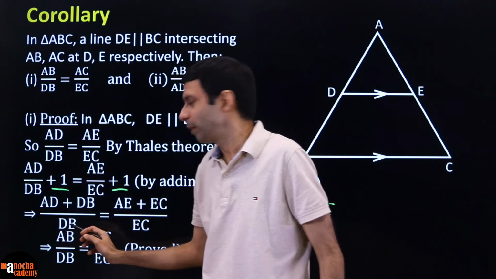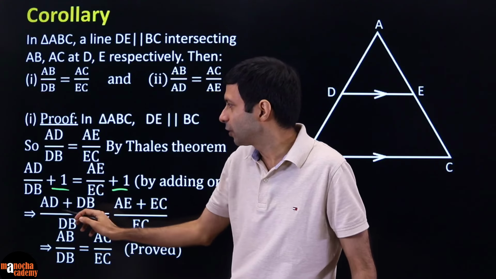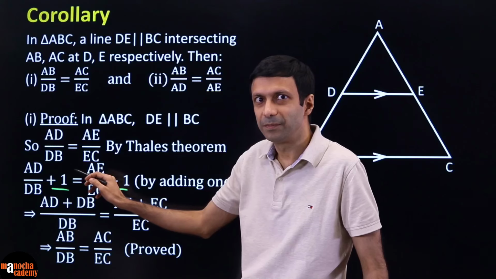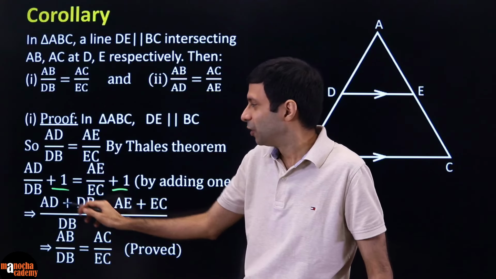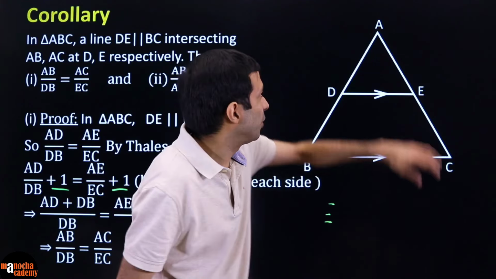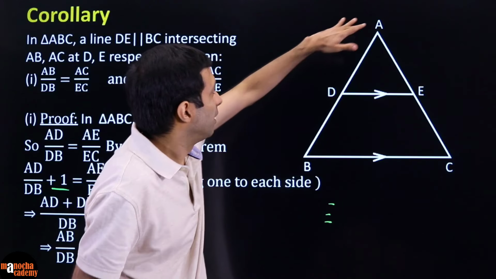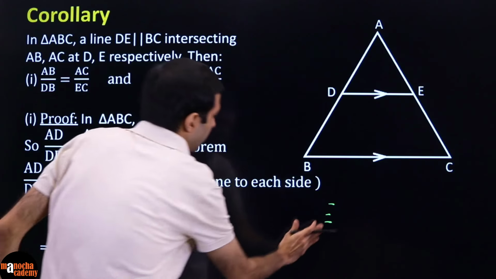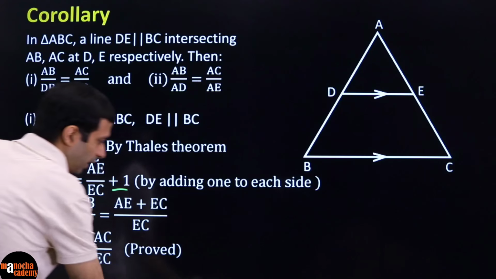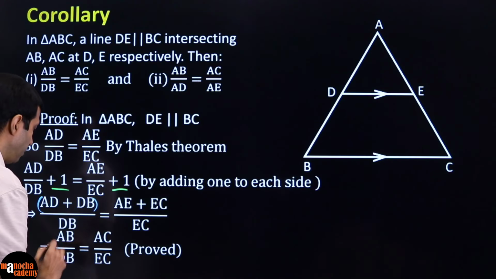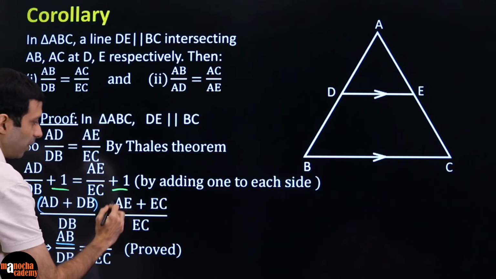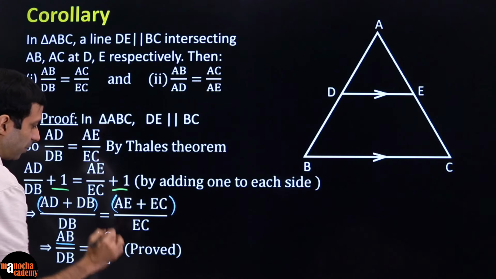The denominator is going to be DB. So the numerator is going to become AD plus DB, because the LCM is DB. So AD plus DB is what? If you take a look, AD plus DB is nothing but the entire side AB. So this whole thing, if you add it up, AD plus DB is nothing but AB. And similarly, AE plus EC is nothing but AC.